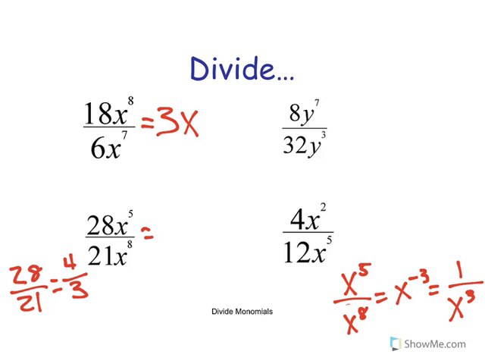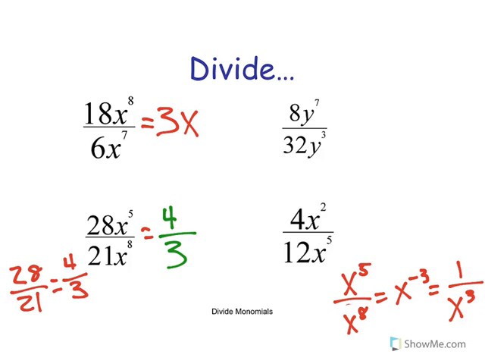So I already simplified the 28 out of 21, which is 4/3. Now I'm going to say, well, what happens to my variable? Well, my numerator has 5 powers of x and my denominator has 8. So really what would happen is all 5 powers of x in my numerator will divide out, and they're going to leave me with 3 powers of x in my denominator.